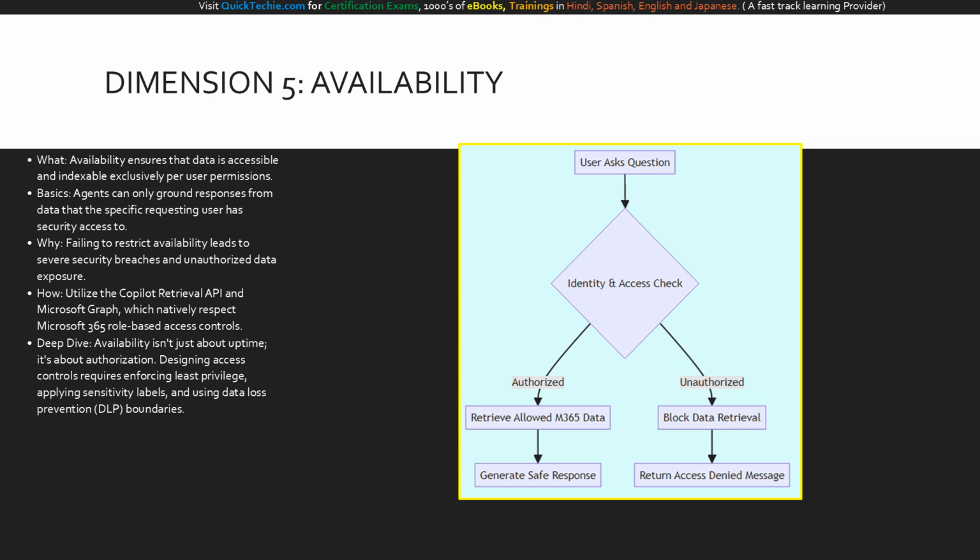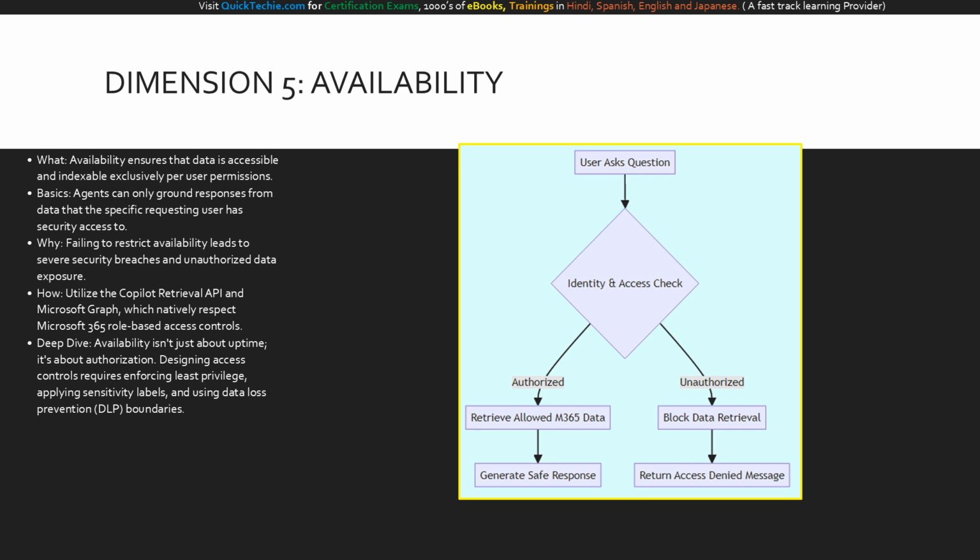We leverage tools like the Copilot Retrieval API and Microsoft Graph, which are fundamentally designed to respect your existing Microsoft 365 role-based access controls. Taking a deep dive into architecture, true availability requires a zero-trust mindset. We must enforce the principle of least privilege, rigorously apply Microsoft Purview sensitivity labels, and establish data loss prevention boundaries so the AI acts as a secure, compliant participant in your ecosystem.